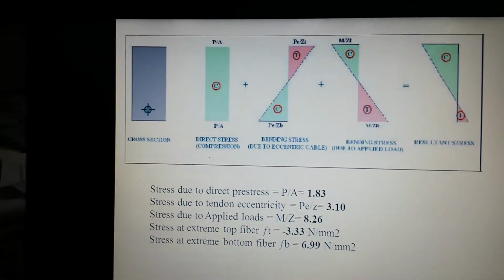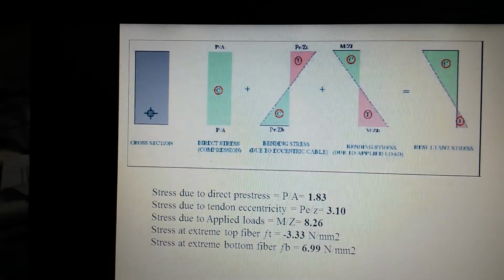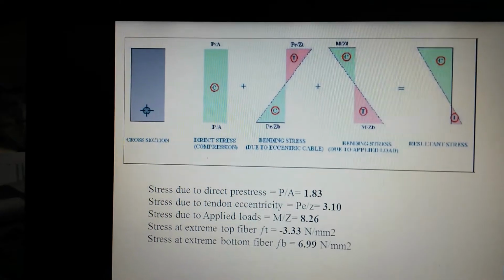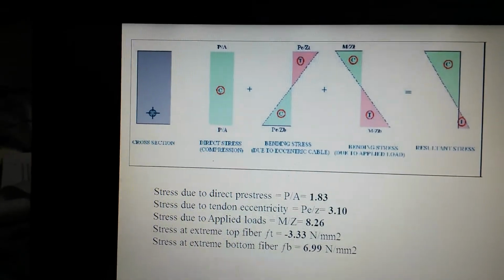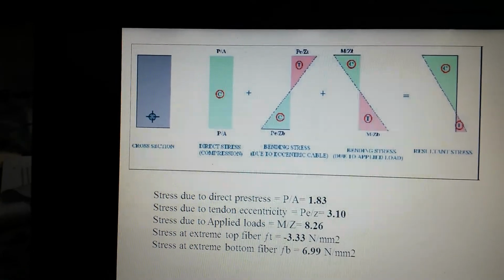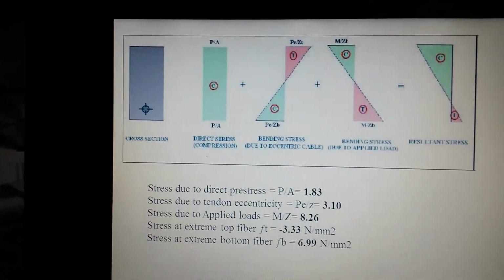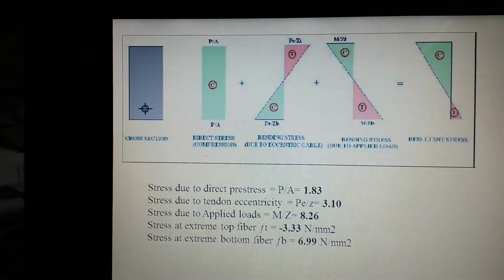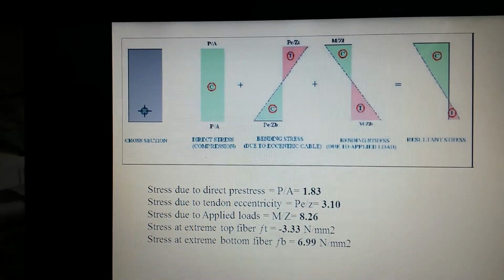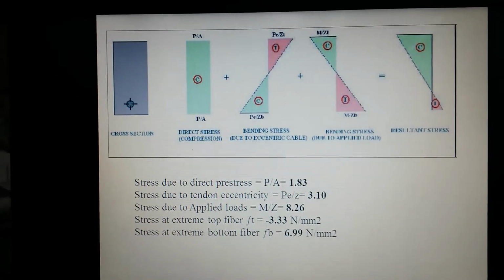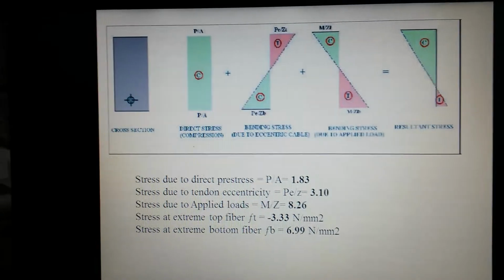The first diagram is the cross section of the beam, and the second one is the direct stress, that is P by A. The next one is the bending stress due to the eccentric cable, that is due to pre-stressing, that is Pe divided by Z. At the top it is Zt, at the bottom it is Zb. The next one is the bending stresses, that is M by Zt and Zb. Then the last one is the resultant stresses.